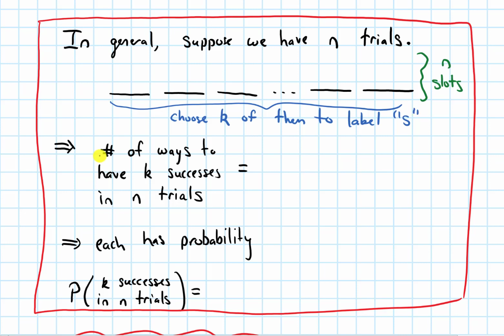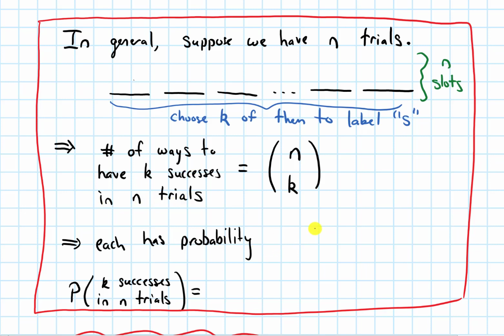Okay, so now we are ready to write down the number of ways to have k successes in n trials. It's just going to be a combination, because the order in which you put the S's down doesn't matter. So we got to choose k of the spots to put an S into. And there are n total spots. So we write an n on the top. So we have n choose k ways to have k successes in n trials.